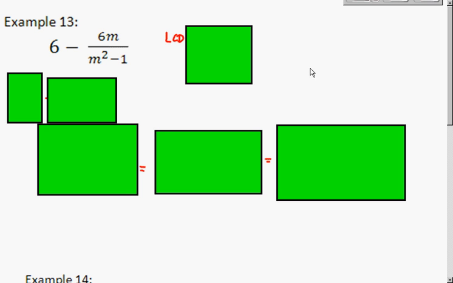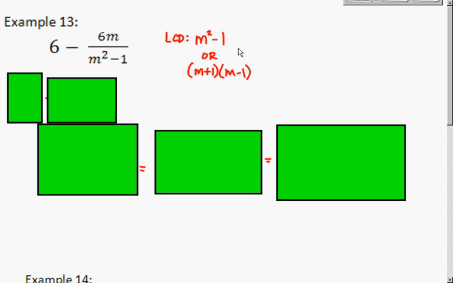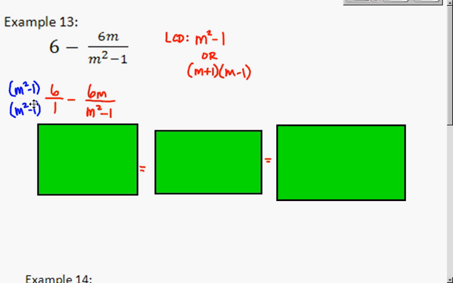Example 13, least common denominator is m squared minus 1. Remember, m squared minus 1 is basically saying m plus 1 and m minus 1. So here's that original rational expression that I have here. I just wrote 6 over 1. I need that common denominator, so I need to multiply by m squared minus 1.